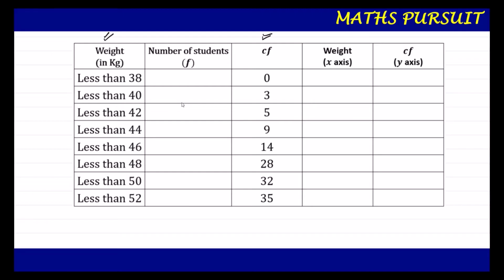The third column, if you look in the question, they have given this as number of students, but this number of students is not the frequency. Why? Because these numbers are not haphazard or random numbers. If you look at the third column, these numbers are increasing gradually. So that means these numbers are cumulative frequency numbers.